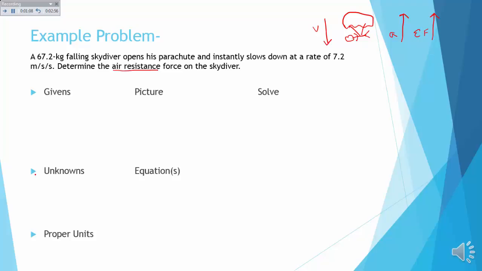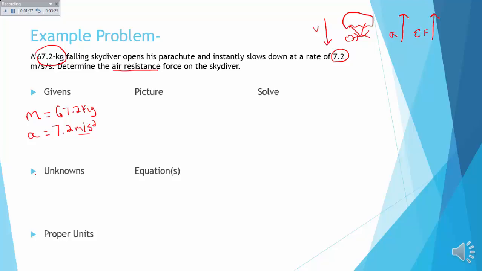Now that I know a little bit about what's going on, let's list some of our givens. We know that there is a 67.2 kilogram skydiver. But what is that telling me? Well, the units of kilograms is telling me that that is the mass of the skydiver. I also know that they are slowing down at a rate of 7.2 meters per second squared. The 7.2 meters per second squared is letting me know the acceleration of the skydiver. I can tell from the unit also.